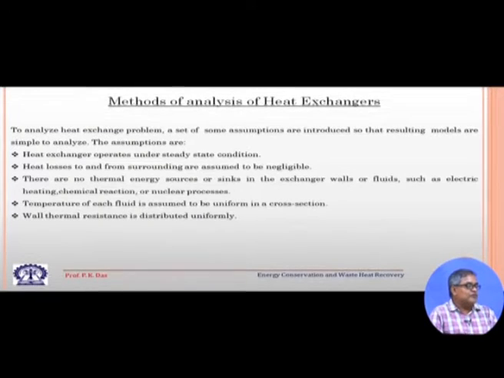Now, this is done based on certain assumptions. Heat exchanger operates under steady state condition, and heat losses to and from the surrounding are assumed to be negligible. The heat exchanger is assumed to be insulated, and if any thermal energy exchange is there, that is between the two fluids. Then there is no thermal energy source or sink within the heat exchanger, and temperature of each fluid is assumed to be uniform in a cross section. Velocity is also assumed to be uniform in a cross section. Then wall thermal resistance is distributed uniformly.